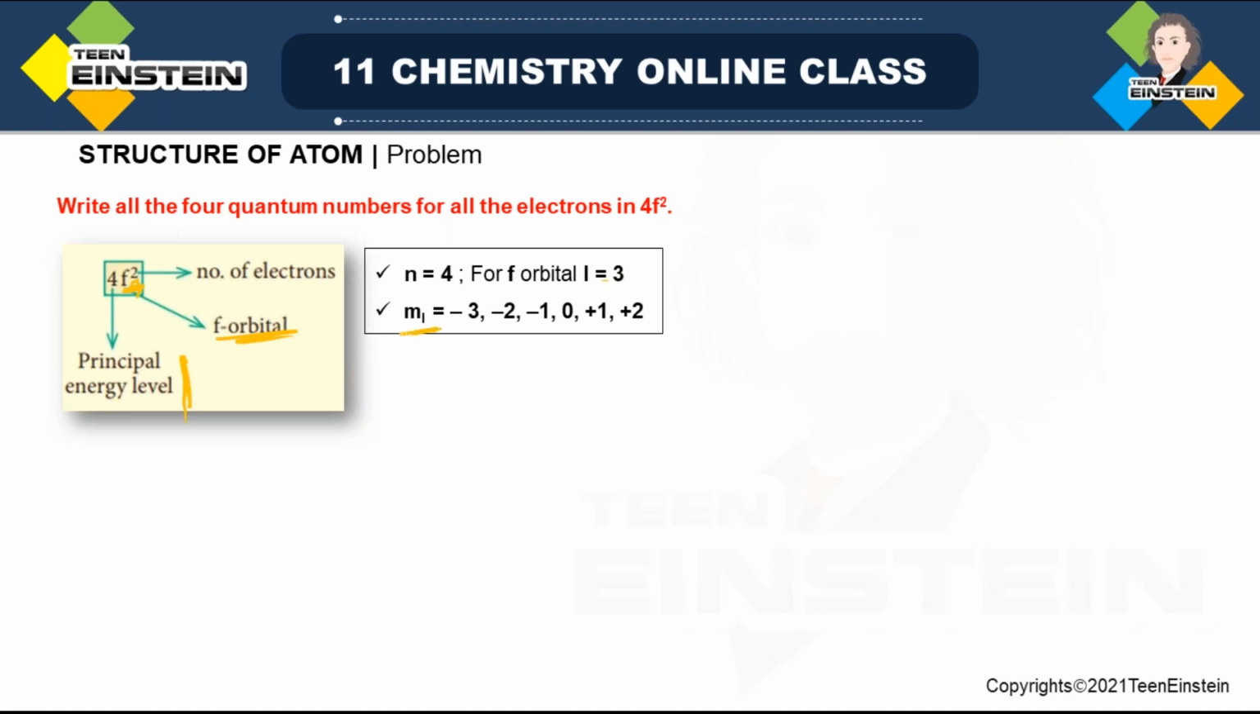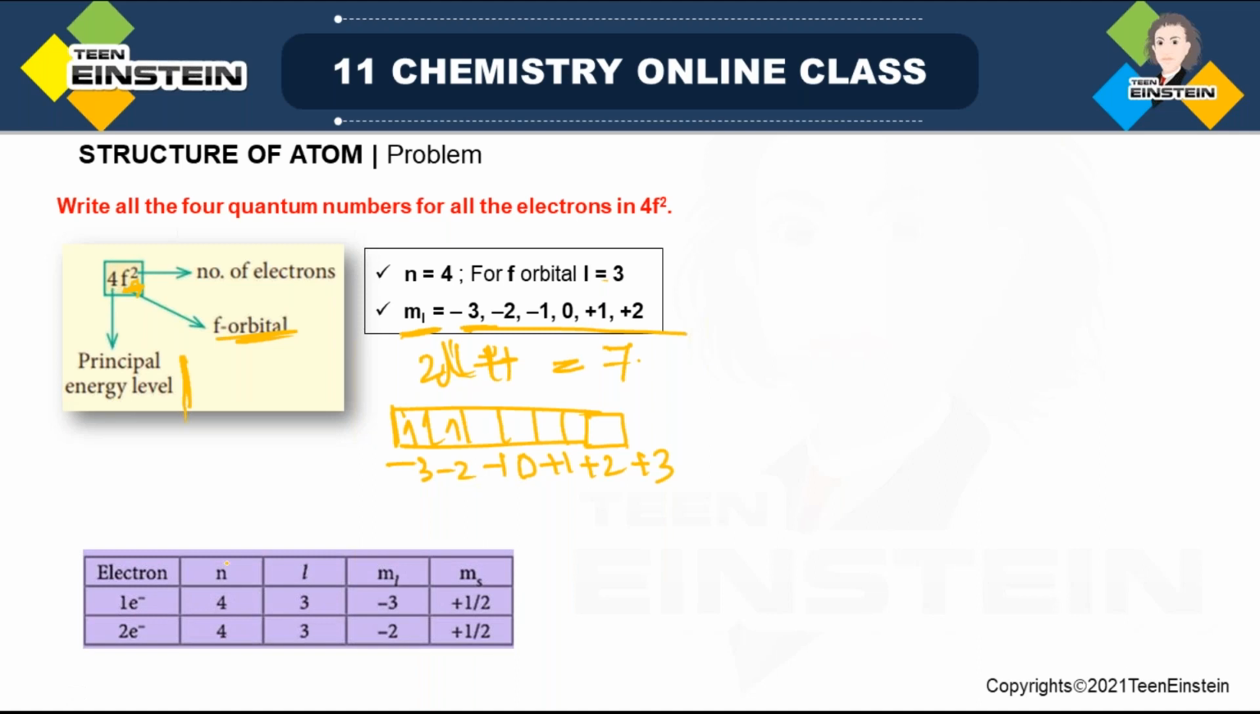Now the possible ml values, as there are total 2l plus 1 and the l value is 3, that means 2 into 3 plus 1, total 7 values. So these are all the 7 values of ml. For the first electron, you can place it like this: -3, -2, -1, 0, +1, +2, and one more will be there, +3. So the first electron, we generally follow this convention. First electron we are placing here. For the second electron, the only difference is that it has ml value -2.